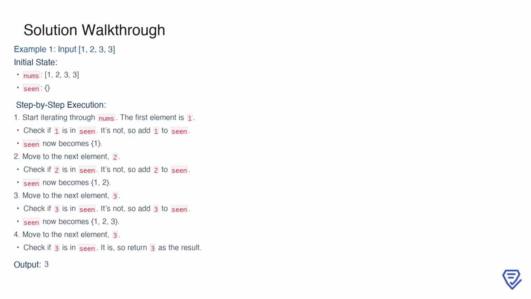Next, we look at the number 2. Again, it's not in the set, so we add 2 to seen, which now becomes 1, 2. Then we encounter 3, which is also not in the set, so we add it, making seen equal to 1, 2, 3. Finally, we encounter another 3. This time, 3 is already in the set, which means it's the repeated element. Therefore, we return 3 as the result.